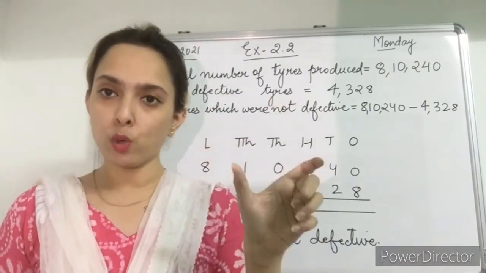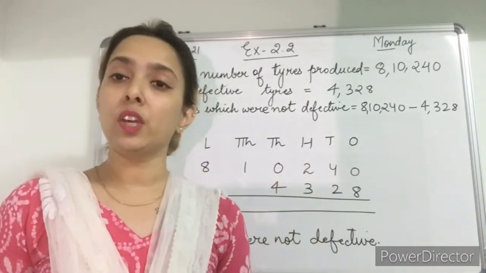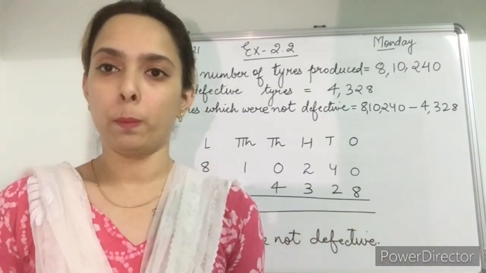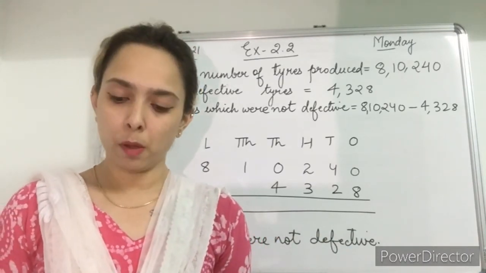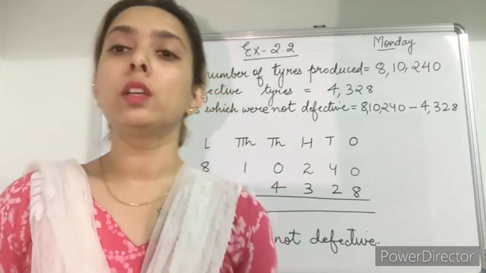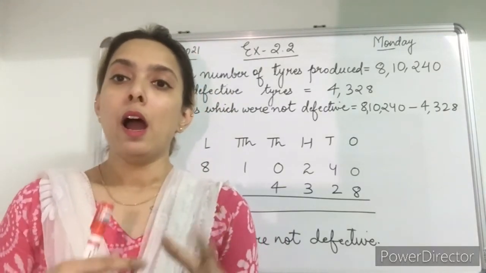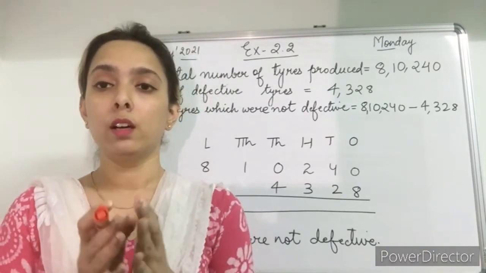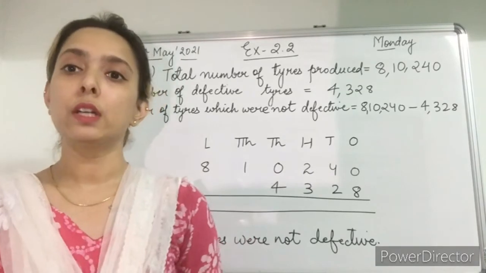So means from the total production of tires, 4,328 tires were defective, means they were not working properly. There was some defect in it. So now what the question is asking about, how many tires were not defective. So we have to find out the number of tires which were working properly. So here, how many tires, we have to find out the non-defective tires. So here again we will perform the operation of subtraction.